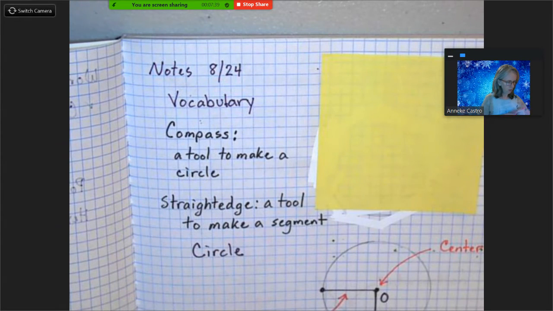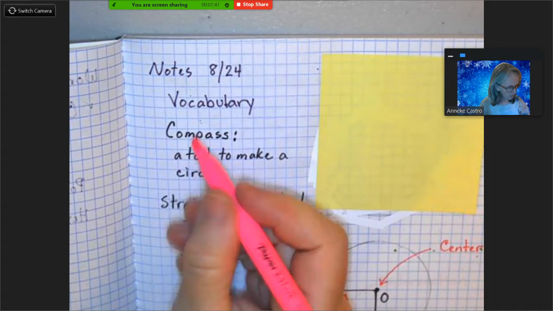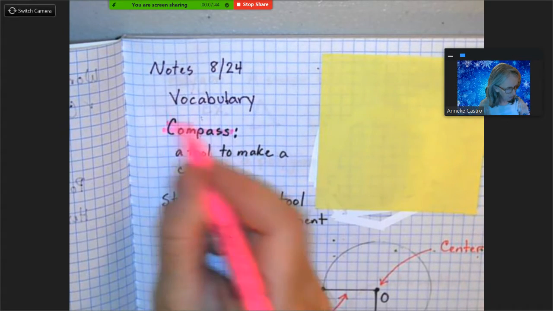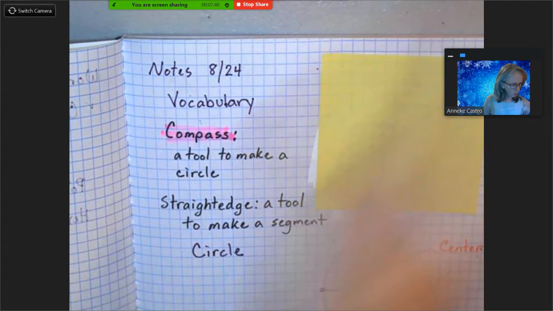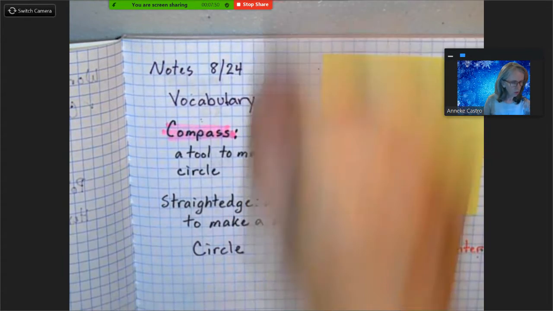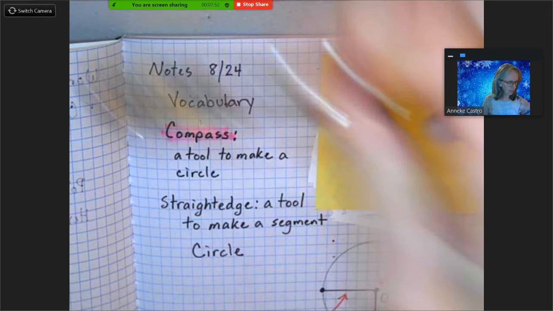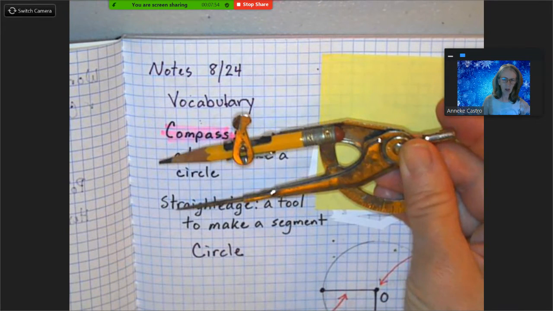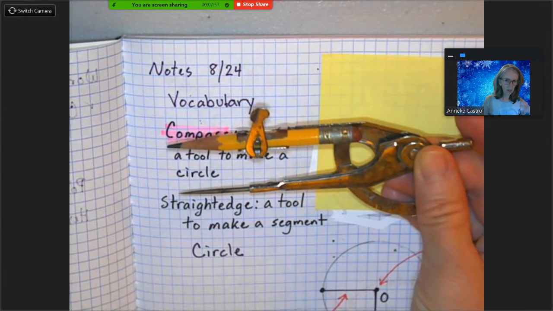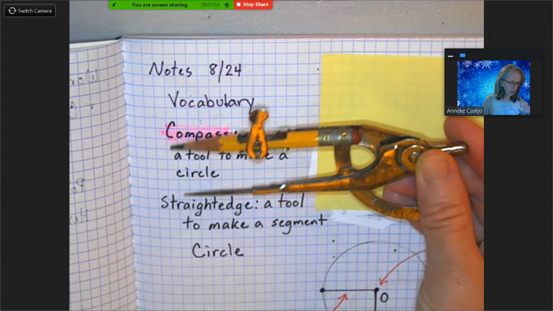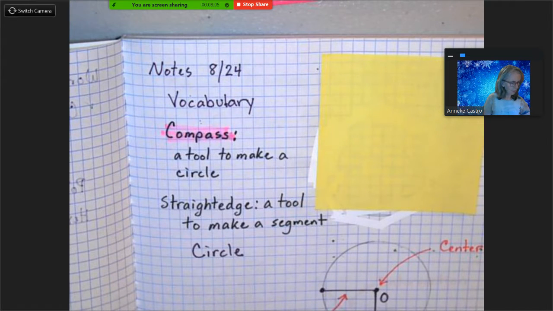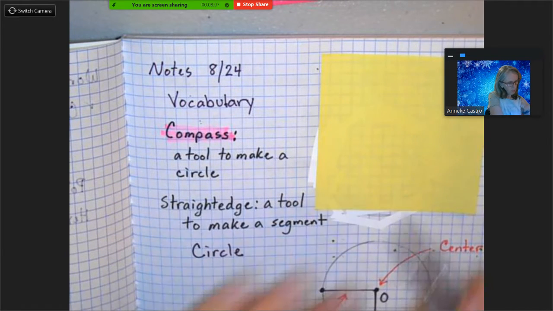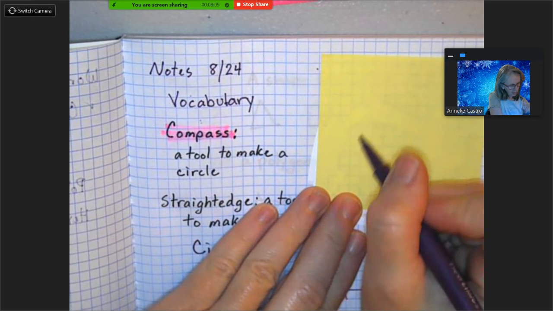First of all, there's the word compass. What is a compass? A compass is a tool to make a circle, and this is a compass. So if you don't have a compass, that's okay. You can draw a circle by hand. So in your notes, we're going to be making a picture of a circle. You can just draw it by hand.